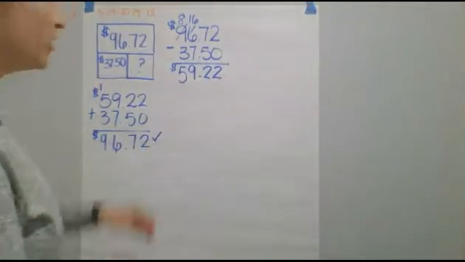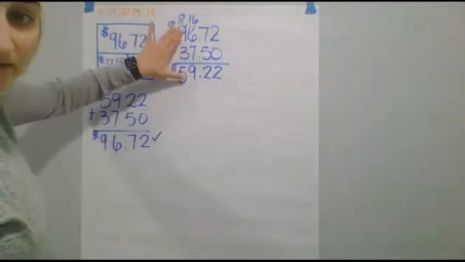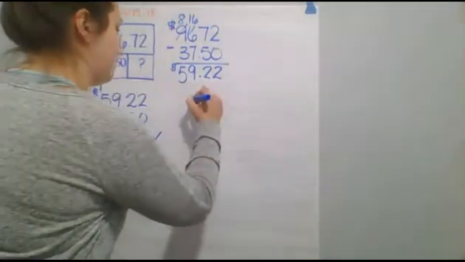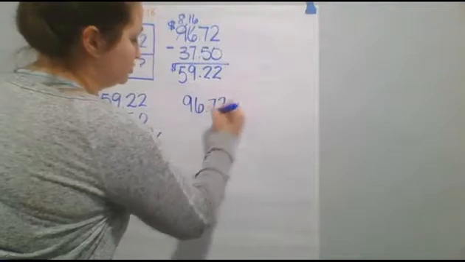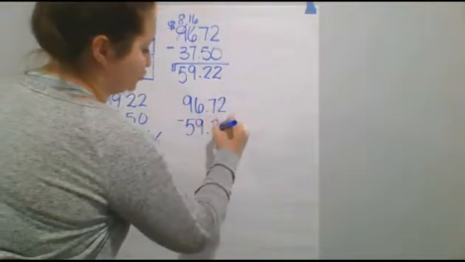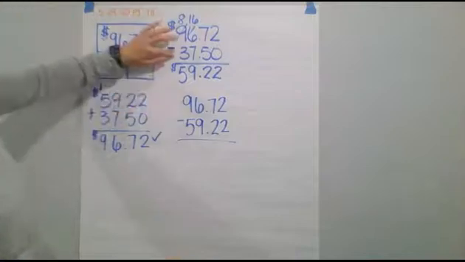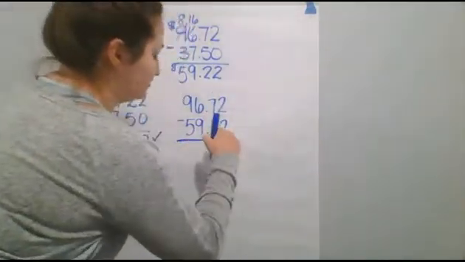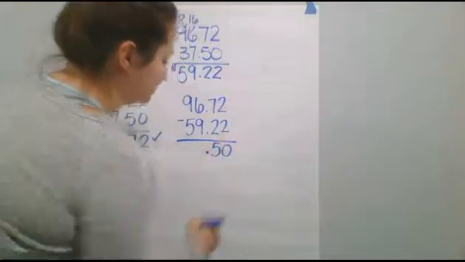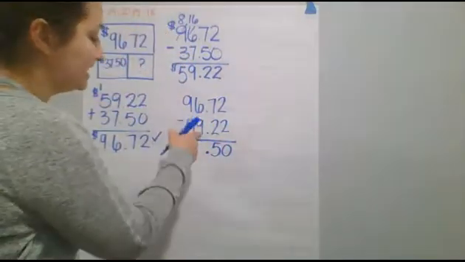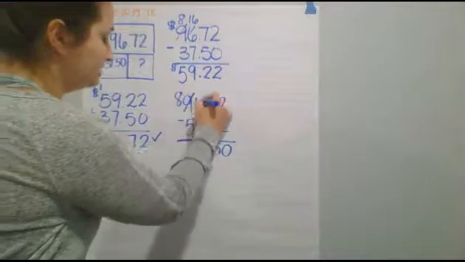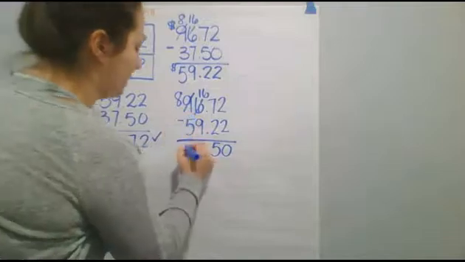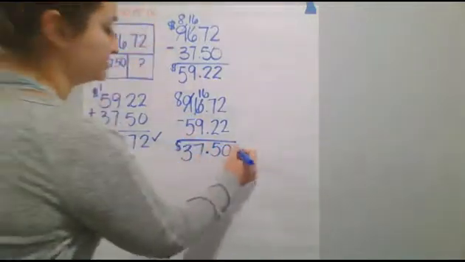Another way that you could check your work is you can take these two numbers and subtract, and it should give you this, because this minus this will also equal this. I'm going to take $96.72 and subtract $59.22. And this should give me that $37.50. 2 minus 2 is 0. 7 minus 2 is 5. Bring down your decimal because my decimals are lined up. I can't do 6 minus 9, so this becomes an 8. This becomes 16. 16 minus 9 is 7. 8 minus 5 is 3, which is correct.